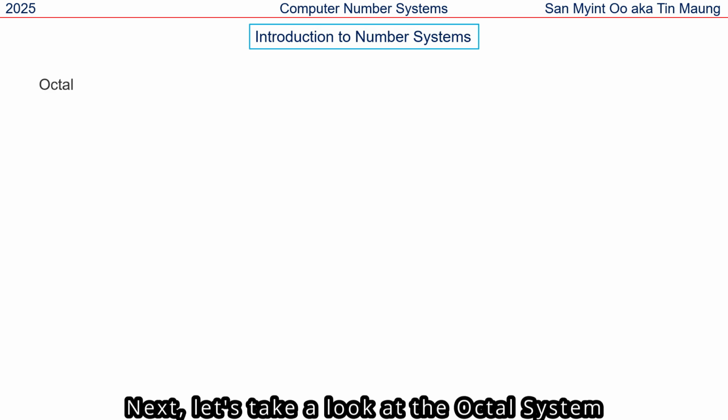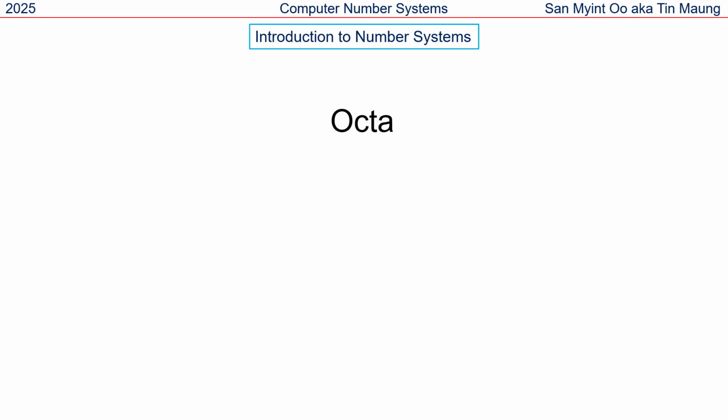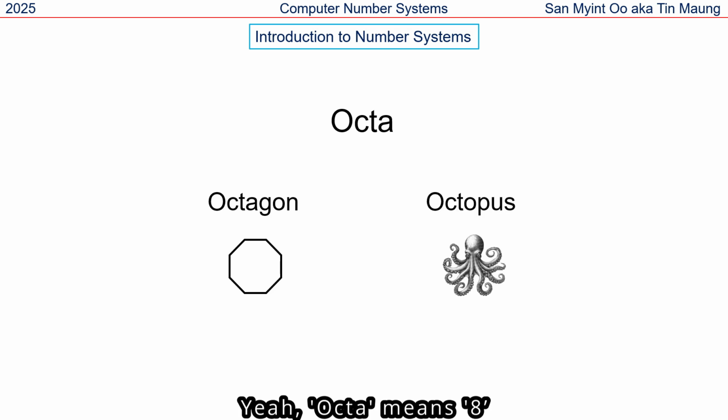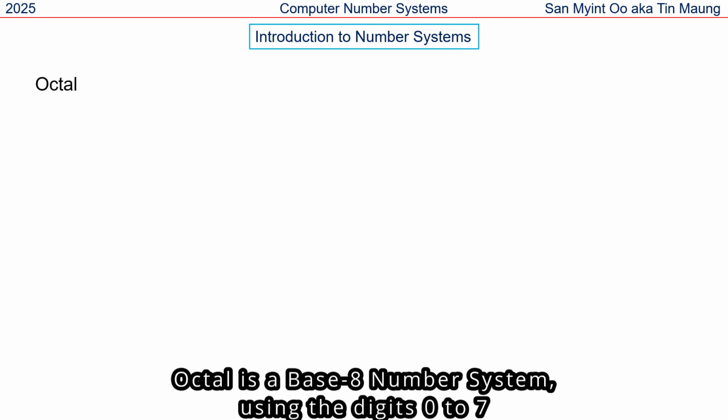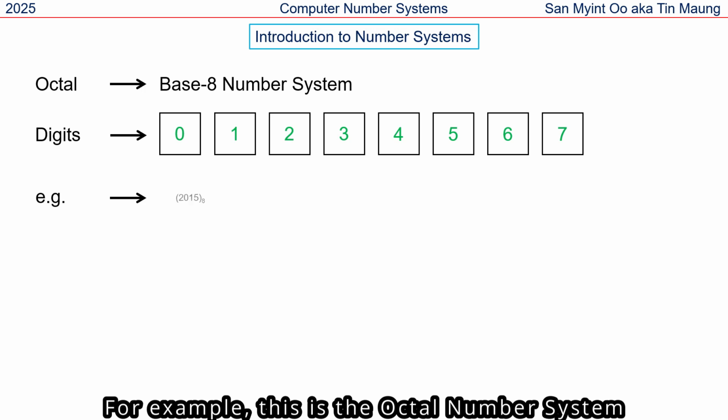Next, let's take a look at the octet system. When we see the prefix octa, what other words can we think of? Octagon, octopus. Yeah, octa means 8. Octet is a base 8 number system using the digits 0 to 7. For example, this is the octet number system.